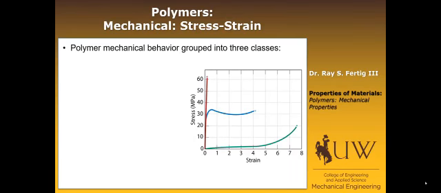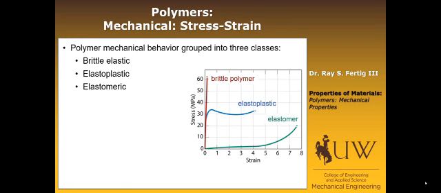So typically mechanical behavior can be grouped into three different classes. The first class is what we call brittle elastic, and it just looks like a straight line elastic curve, and then it fails abruptly. The second class is elastoplastic, so it initially loads up elastically, it yields and then plastically deforms, and then finally it ultimately fractures. And then finally, there's elastomeric, which is actually a nonlinear elastic material where it's a relatively low modulus until you get to very high strains, and then it finally fails.